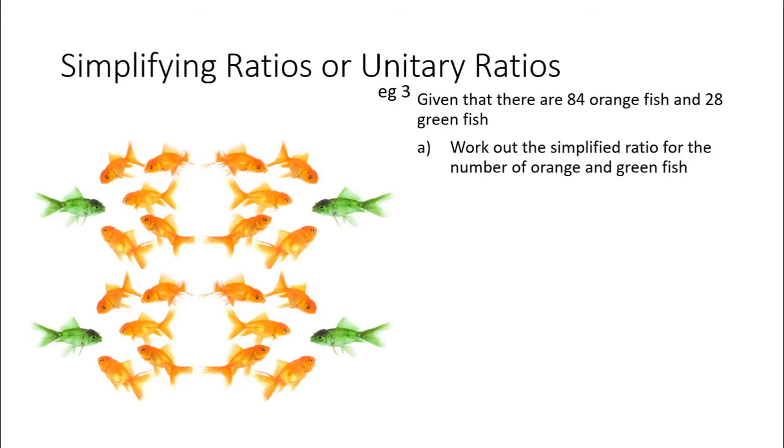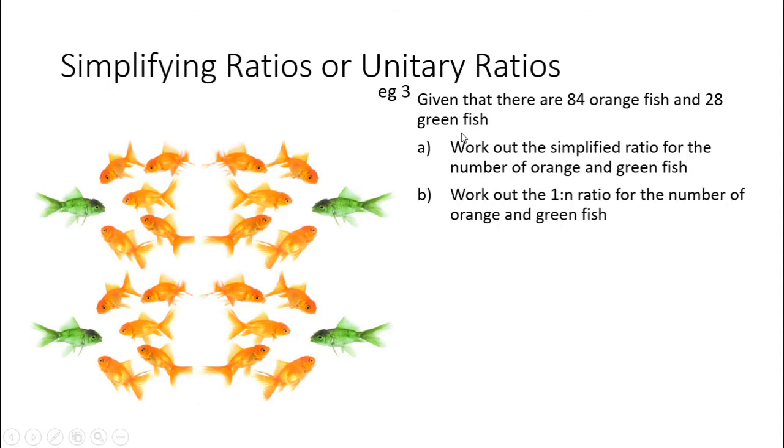Now before we do this, notice that I've given you the information in a different order this time. I told you the number of orange fish first and the number of green fish afterwards. So when I want to work out the 1 to n ratio for the number of orange fish to green fish, the 1 side represents the orange fish and the n side represents the green fish. The order is important. It has to follow the same order as the wording in the question.